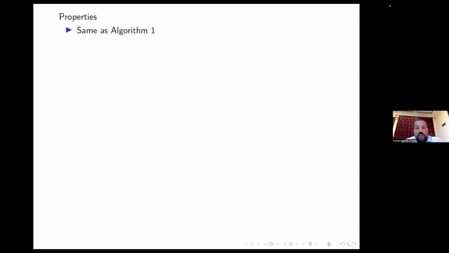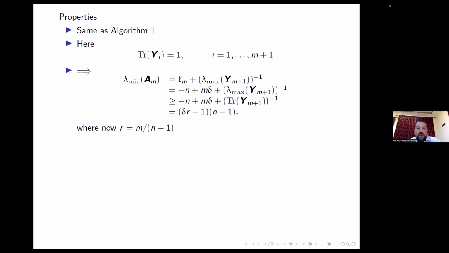The main property of why we choose the measure the way we choose it is the following: we don't even hope the traces to be non-increasing on average. Actually, we will spend more time sampling, and we force the trace of Y_i to be equal to 1, the same as the trace of Y_1. Why is this? For the following reason. The smallest eigenvalue of the Gramian matrix is larger than the barrier L_m plus the inverse of the largest eigenvalue of Y_{m+1}.